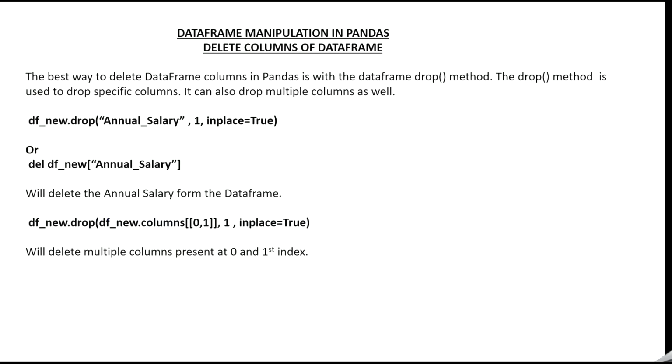There is one more method called the del statement. We can say del df_new annual salary. Even it does the same functionality, that is, it deletes annual salary from the data frame. Now if we want to delete more than one column, multiple columns at a time, then we have to specify the data frame name dot drop method, and specify the index values of the columns, that is 0 comma 1, axis as 1, and inplace equal to True.